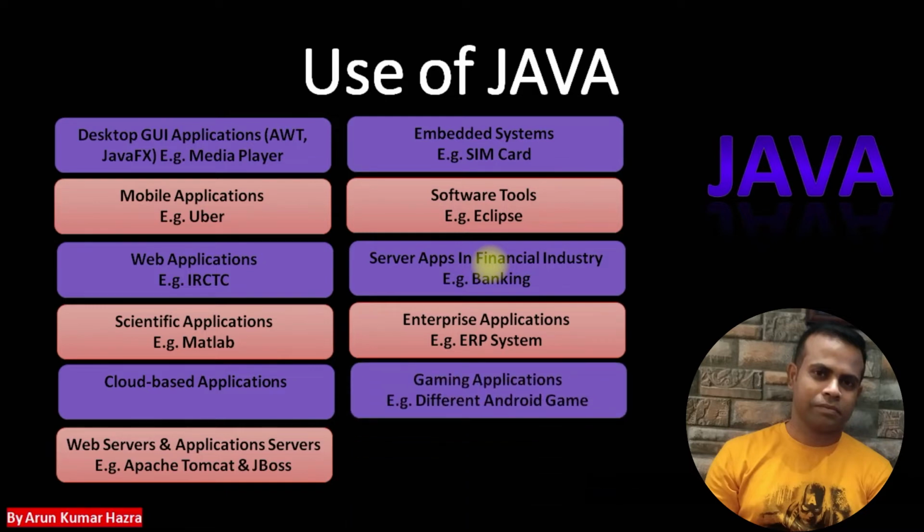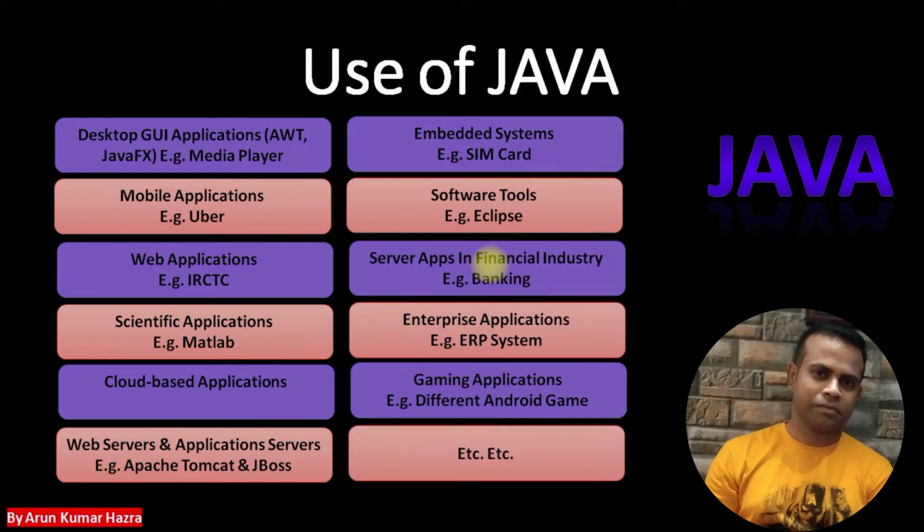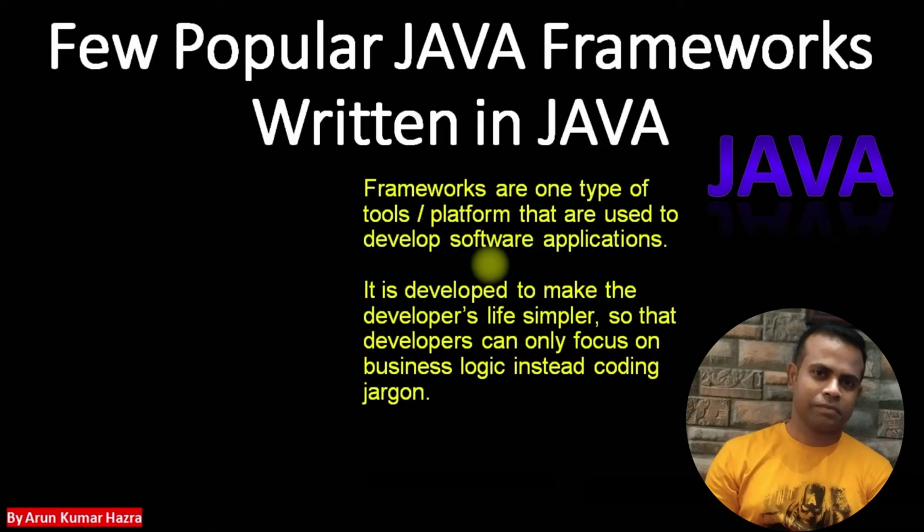And Java is also used to develop gaming applications, right? Like different types of Android games. So this way, Java is currently being used on different platforms to develop different applications. There are also some frameworks which are written in Java. But what is a framework?